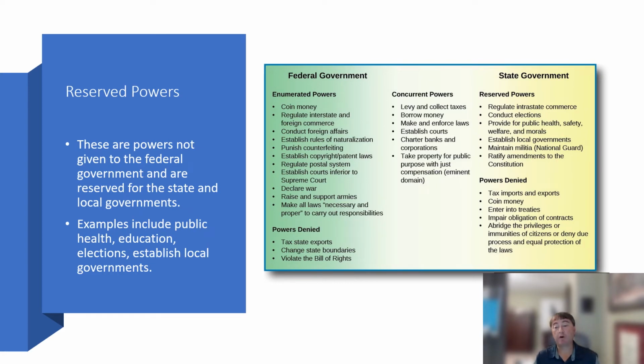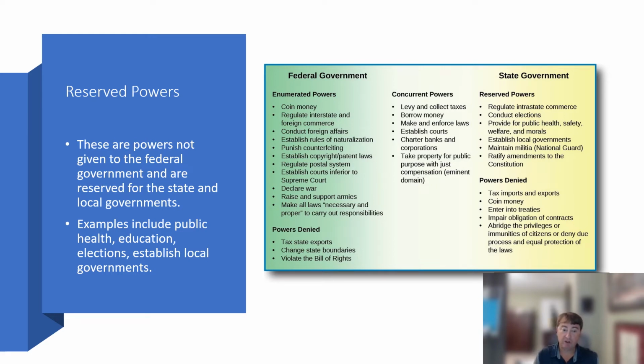Of course, then we have what are called the reserved powers. These are powers that do not belong to the federal government. They are reserved to the states and the local governments. These are things that the federal government doesn't really have control over. Things like public health. I mean, we saw this during the pandemic. You had states, especially in the South, South Carolina, Georgia, Florida, they had a very different response to the pandemic than New York, New Jersey, Michigan, California. Each state got to decide how they were going to respond to that.